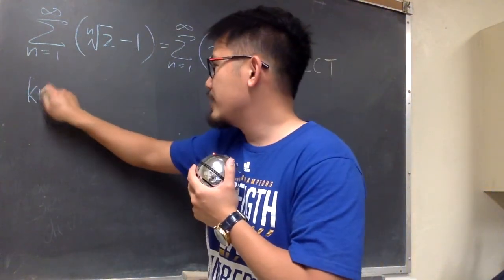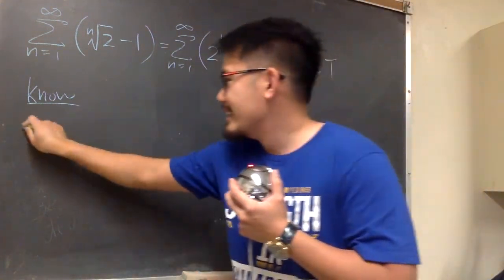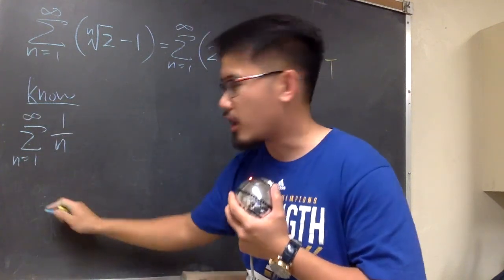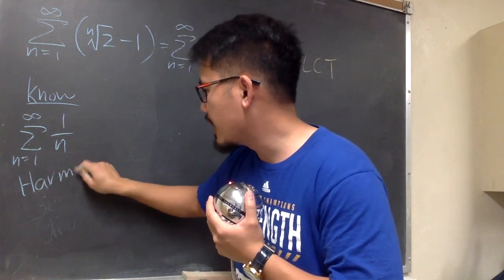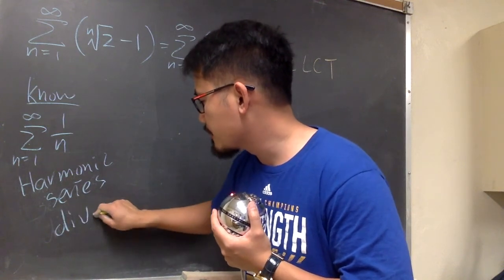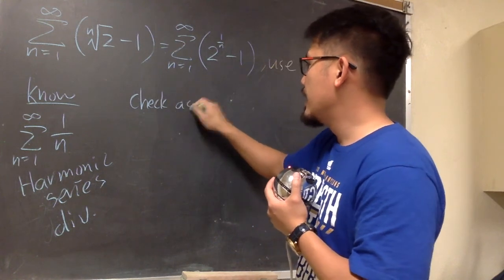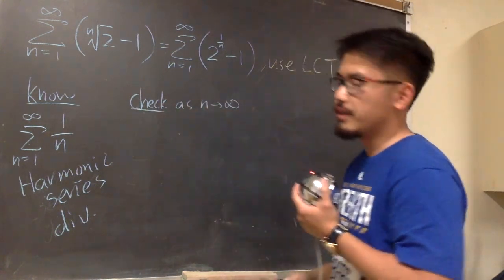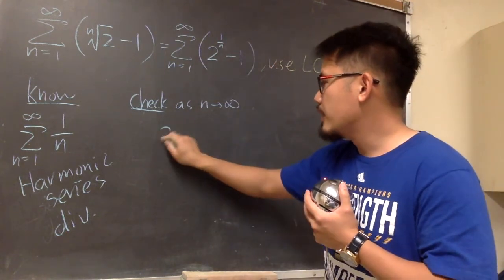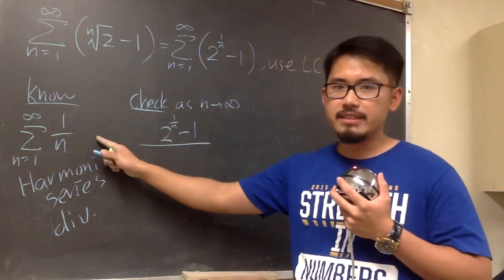So let's put down the things that we know, which is just the 1 over n. Just put down the sum when n goes from 1 to infinity of 1 over n. We know this is the harmonic series, so I will indicate that right here for you guys. Harmonic series, and we know it diverges. Okay, and now we will check the limit as n goes to infinity. Let me just put this on the top, and we'll use this expression for now: 2 to the 1 over n minus 1, and then we divide it by the things that we know, which is the 1 over n.